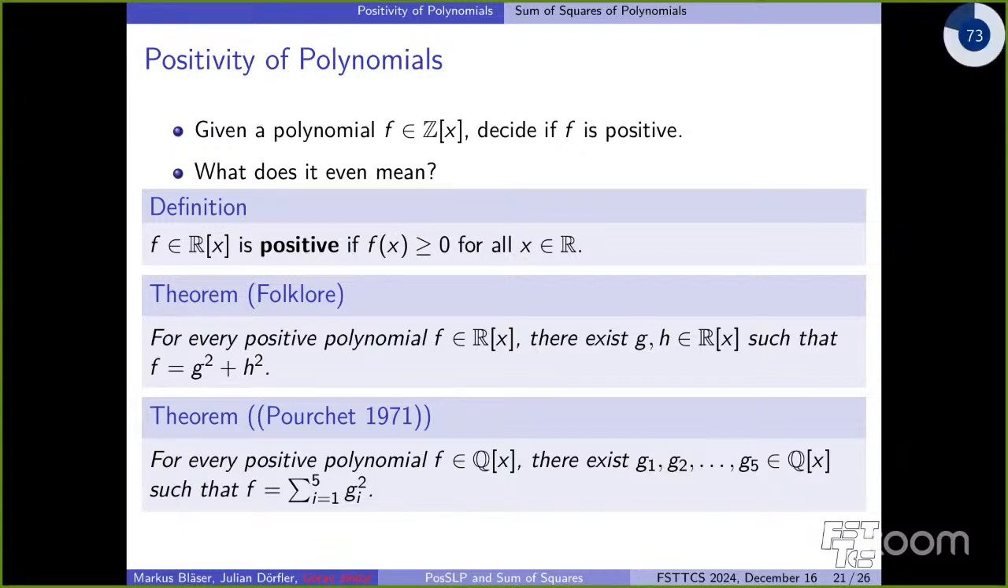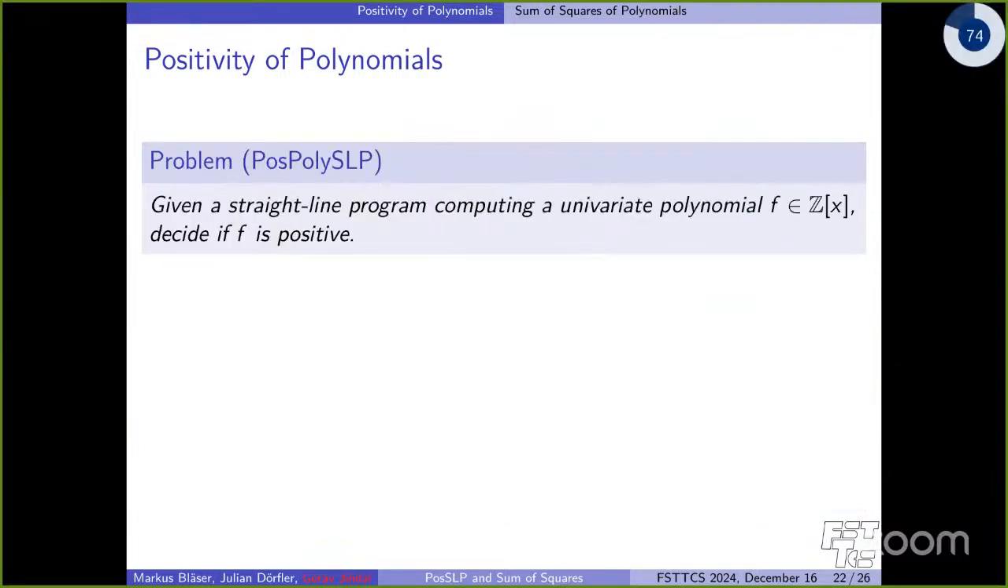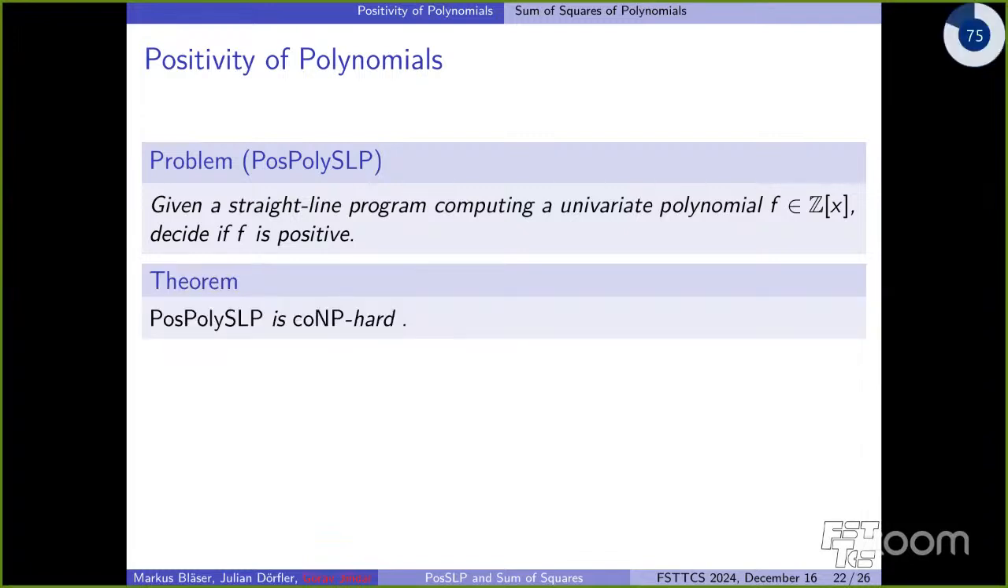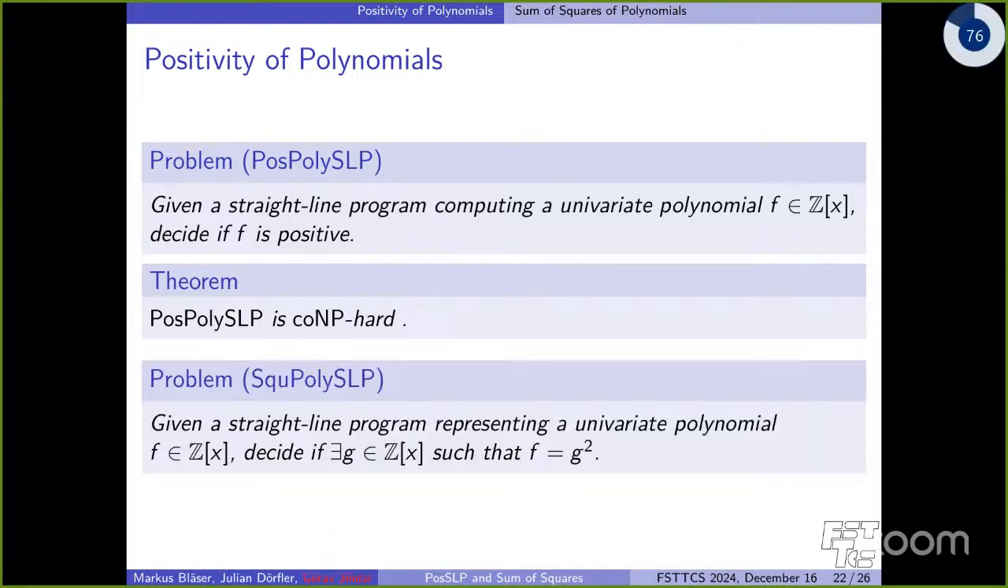Right. So analogous to the Lagrange four-square theorem, you can also look at these positivity certificates for polynomials. And here we ask whether a given polynomial f is positive, right? We don't know any hardness results for checking whether an integer is positive or not. But this problem can be proven to be co-NP hard. So at least for checking positivity for polynomials we prove it to be co-NP hard, but it remains open for integers.